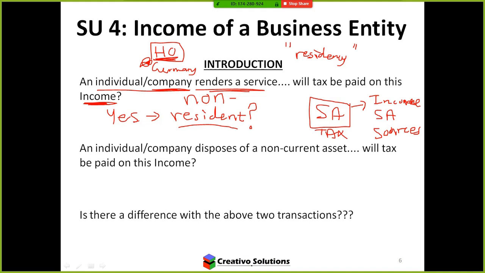SARS outlines a few criteria points that will distinguish whether a company is a resident or a non-resident. And remember we said previously, can you dispute it? For example, let's say your head office is in Germany, but for whatever reason SARS believes you are a resident and taxes you as a resident and not as a non-resident. Can you dispute that? Yes, you can.